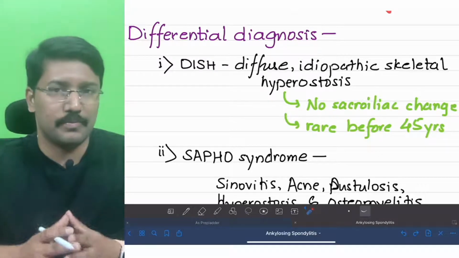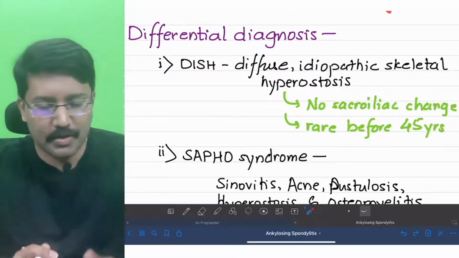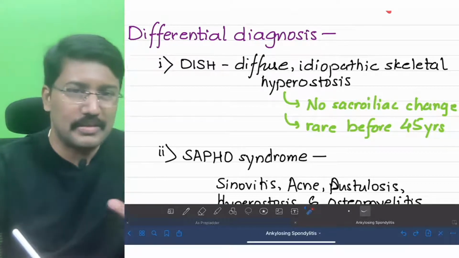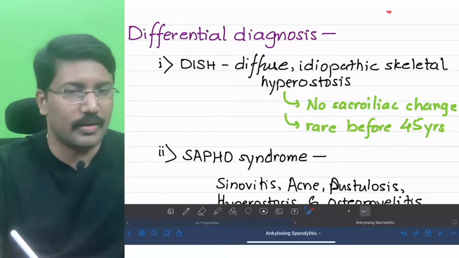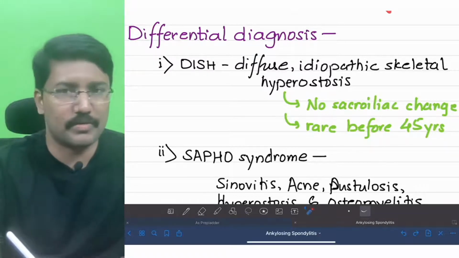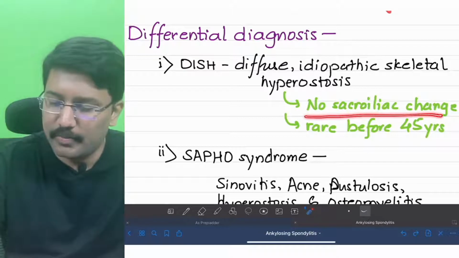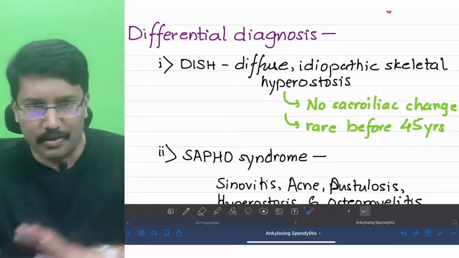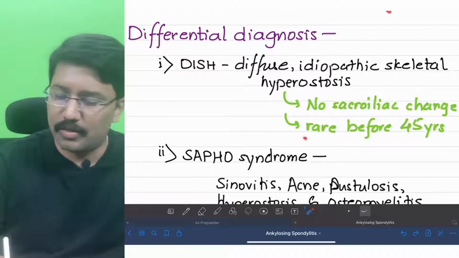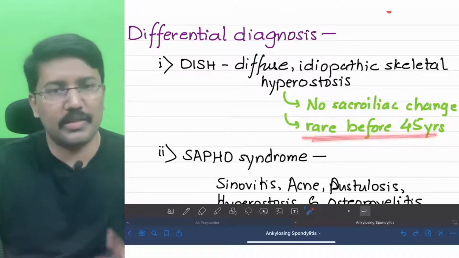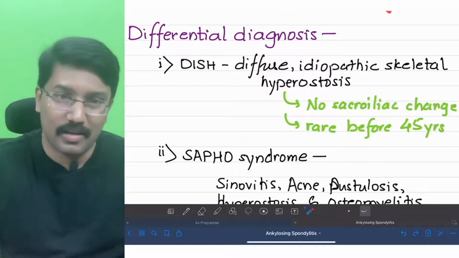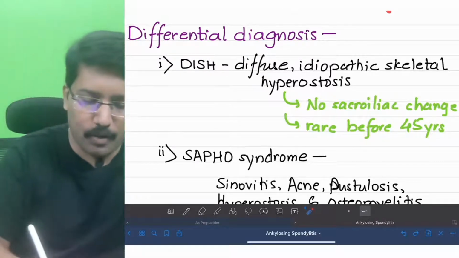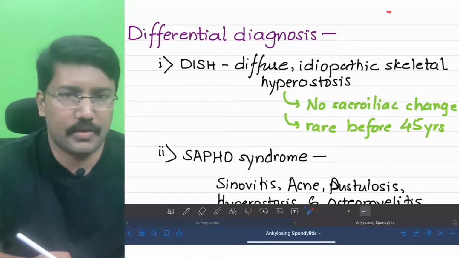But if you see an image, there is calcification of the longitudinal ligaments, so patients may present with a very similar looking X-ray. But there are some important differences also. The difference is that there will be no sacroiliac changes in DISH. That is one radiological differentiation point. As for history, DISH is rare before 45 years, while ankylosing spondylitis is rare after 45 years. Presentation after 45 years is rare, so we can easily differentiate these.